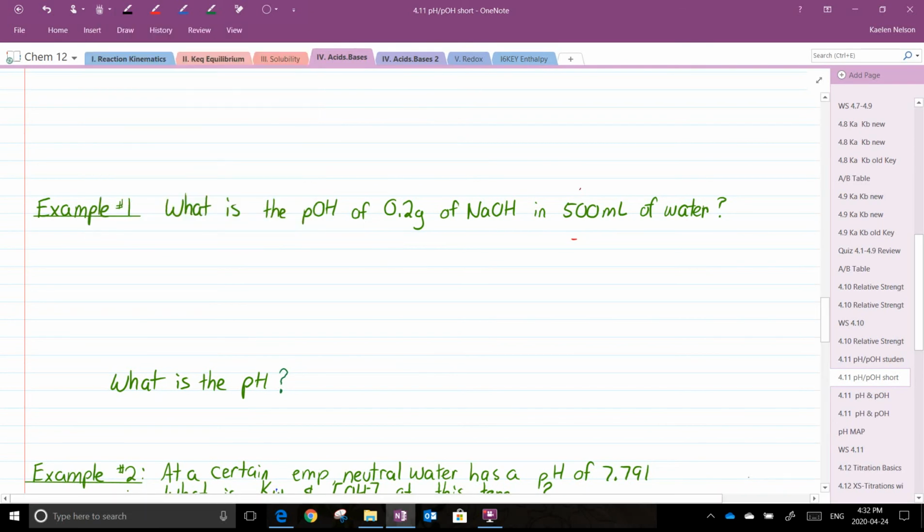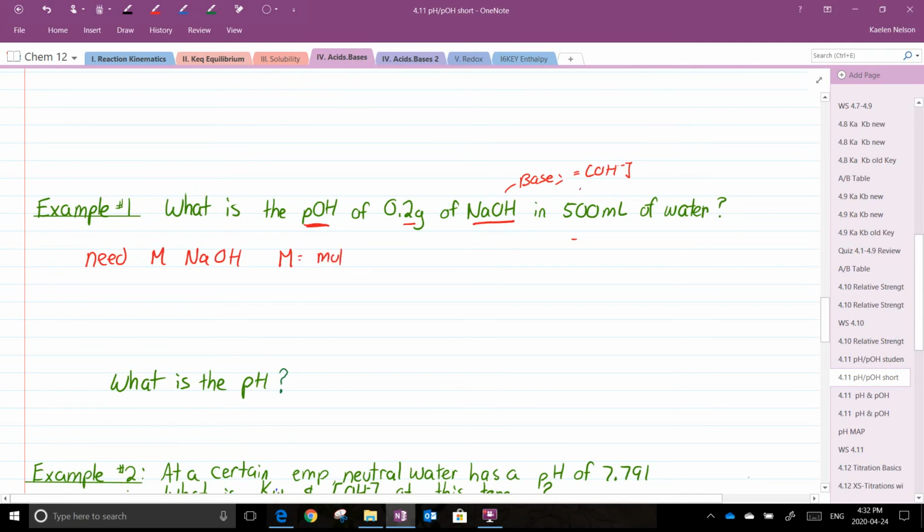So example number 1 asks you to find the pOH of 0.2 grams of NaOH. So we're already working in a base here, which means I already have OH minus, so I can go straight to pOH. So first thing I need to know is what is my molarity. So we need molarity of NaOH. So we're just going to review a grade 11 calculation here.